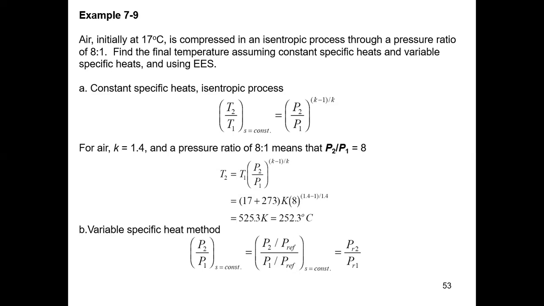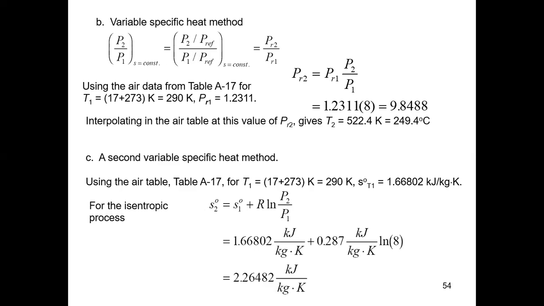Variable specific heat method: P2 over P1 is equal to P2 by P reference divided by P1 by P reference, which is equal to P reference 2 divided by P reference 1. So PR2 is equal to PR1 times P2 by P1. Then you substitute P2 by P1 is equal to 8 and PR1 is 1.231 because we are using air data from table A17. Finally, we get temperature as 522.4 Kelvin or 249.4 Celsius.